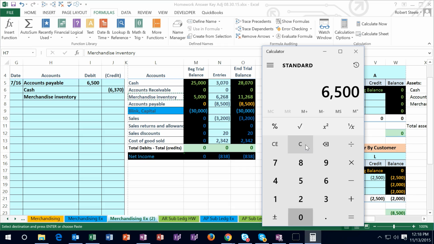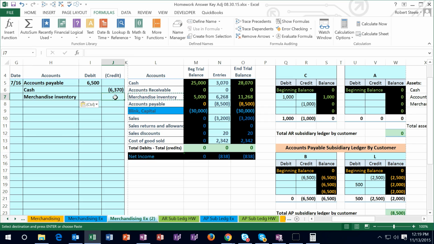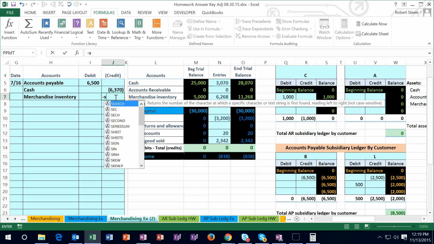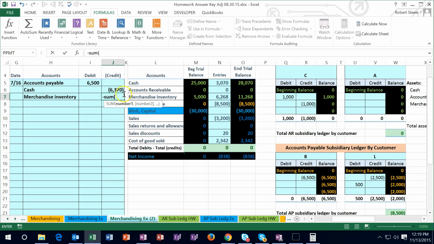It's 6500 minus 6370. The 130 is the plug. So I'm going to do it that way. I'm going to use our plug formula. I'm going to flip the sign with a negative instead of an equals, SUM, and sum up these four cells. So take those cells, sum them up. You would come up with a positive 130, but I want you to flip the sign and make it negative. Why? Because I want a credit so that my debits equal my credits when we add them up like so.